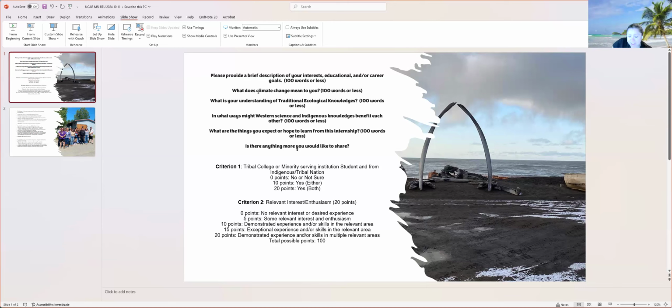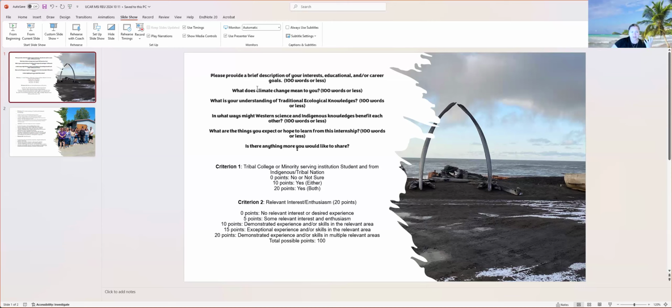I ask them what climate change means to them. I want them to really think critically about what climate change means to them, because I want to know, do they have a textbook answer? And if you look at the criteria, the first question criteria is, are they from a tribal college or minority student serving institution? And they get points for that. So for each criteria, there's a point system.